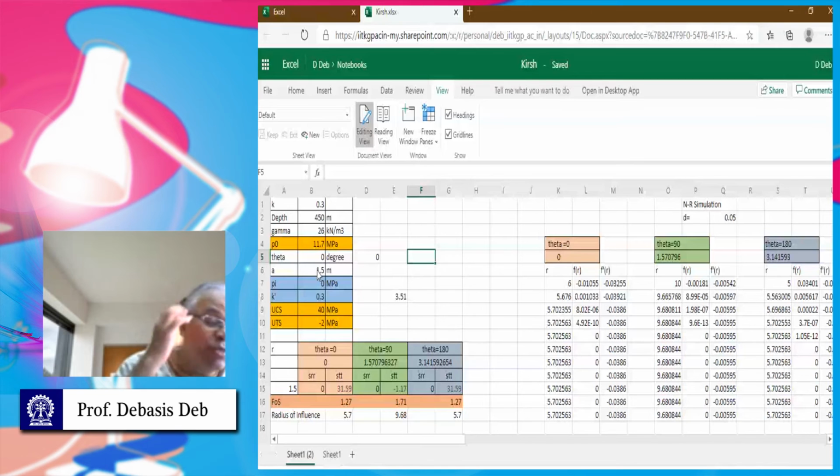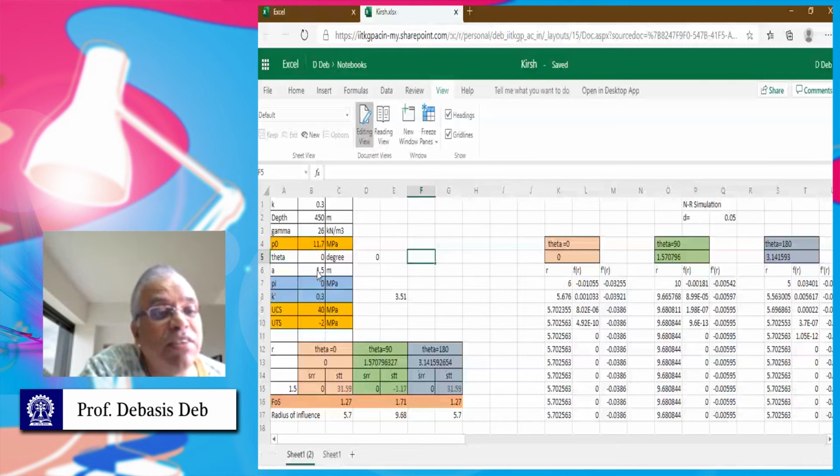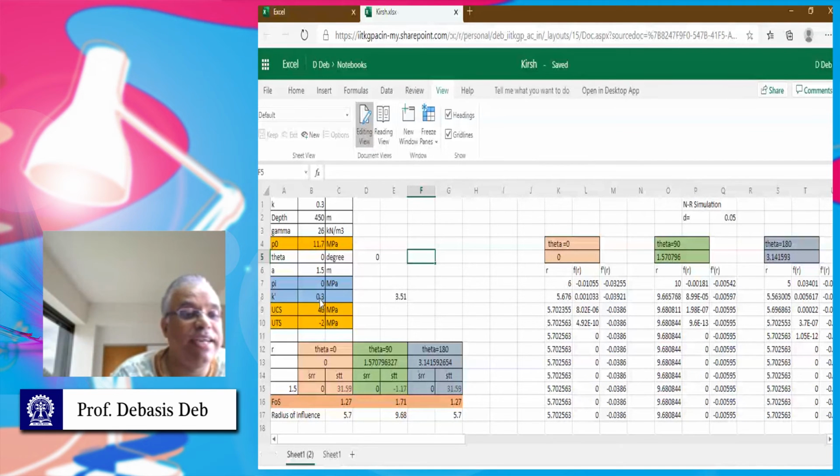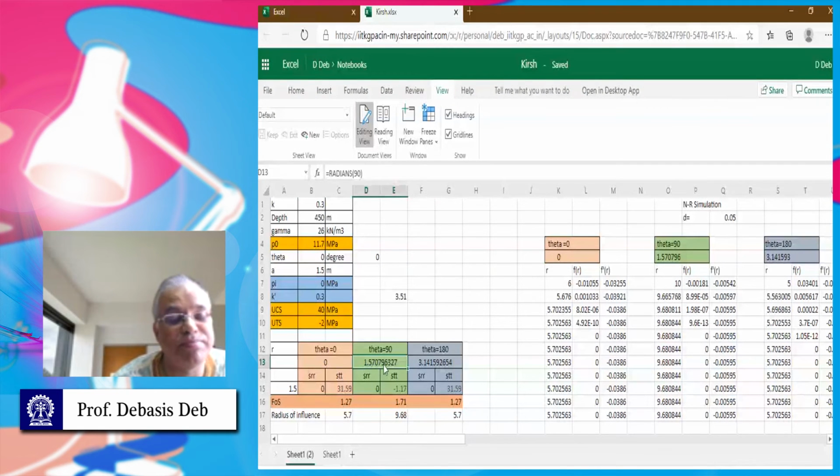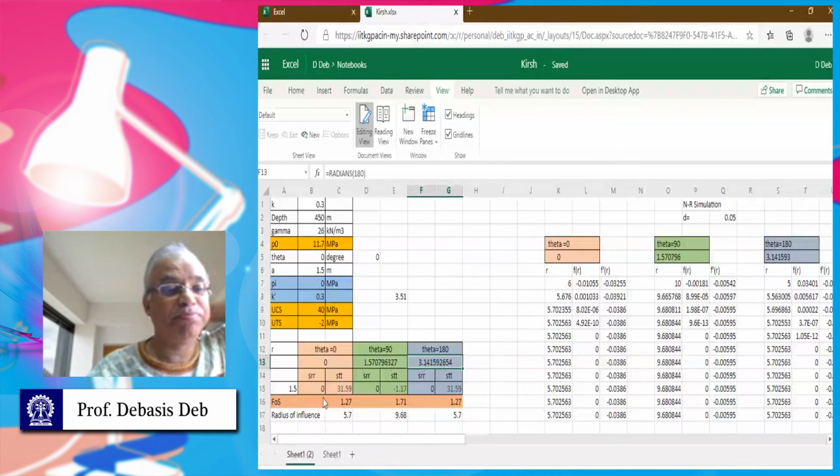The first tunnel A is 1.5. So I'm first calculating the first problem. A is 1.5, Pi is 0, K is 0.3, UCS is 40 and UTS is -2 because it's in tension. And you can see here I calculated at R equals 1.5, that means at the boundary. For theta equals 0, these are all radians, because this is what goes into the equation, radians, not degrees.